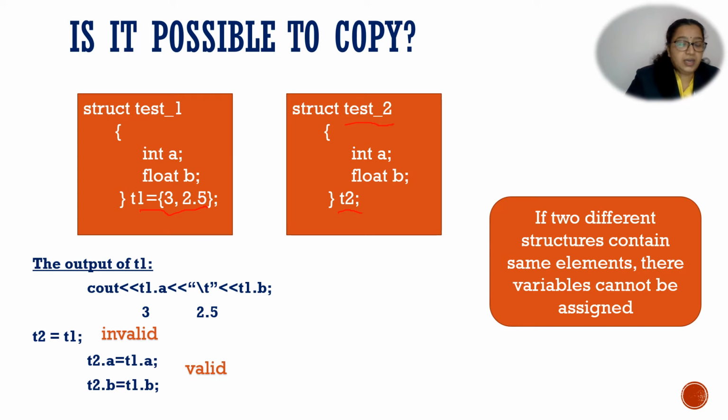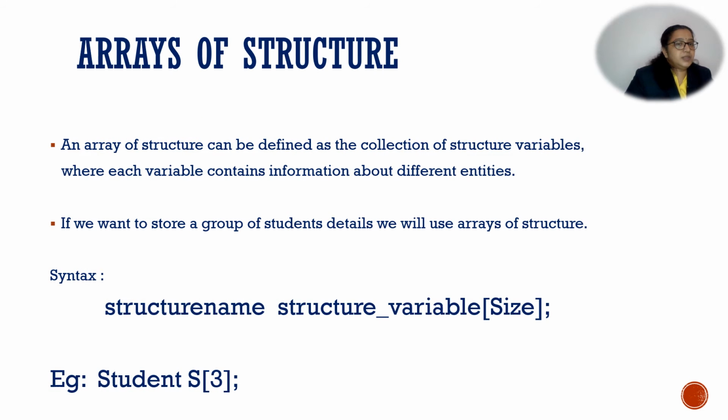Okay, now arrays of structure. Arrays we already studied. Arrays means multiple data of the same type that we can store under a single name. So what do arrays of structure mean? The structure also we can make into an array. Is it possible? Yes, it is possible. How can we do that?